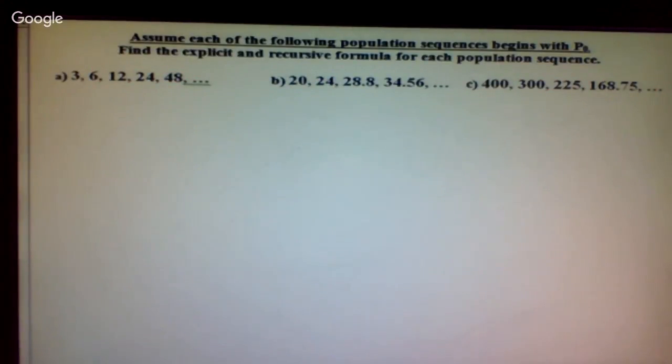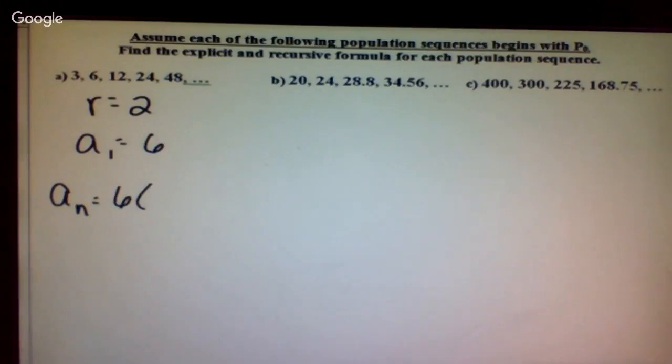So for this section, all we're doing is rewriting the formula. So 3, 6, 12, 24, 48. What is my R? Times 2. What is my A sub 1? 6. So this is A sub n equals 6 times 2 raised to the n minus 1. Now I can tell you, give me the 18th number in the sequence, and you would just plug in 18 for n and move on with your life. Super easy. I think geometric is so much easier than arithmetic.